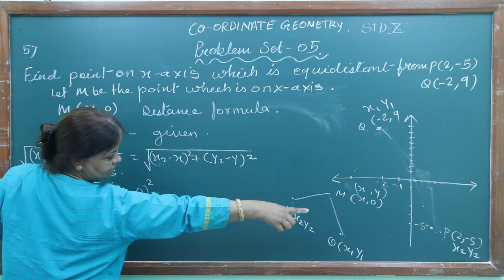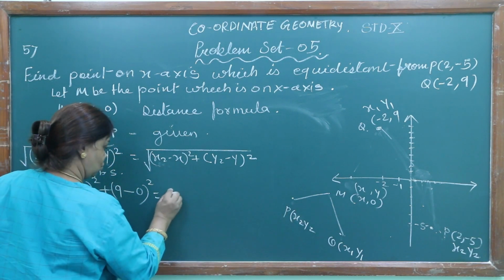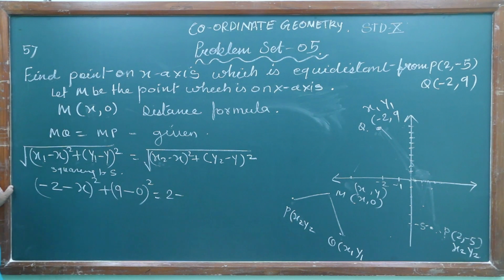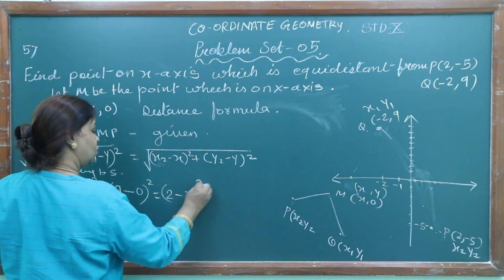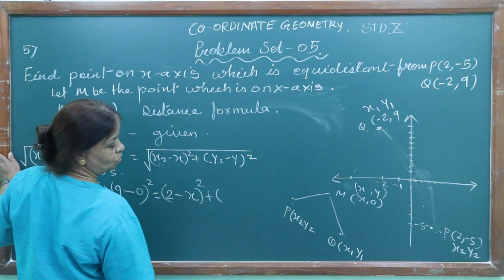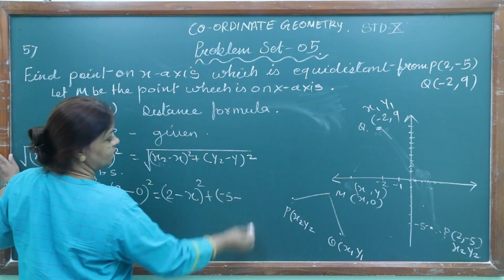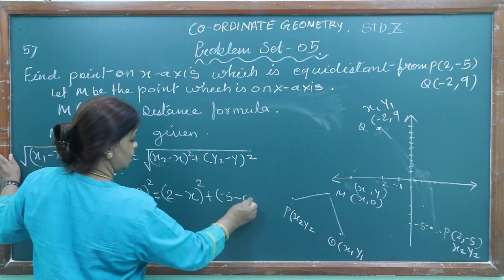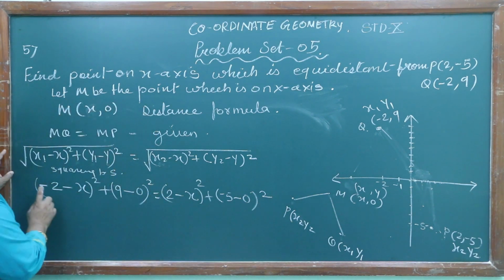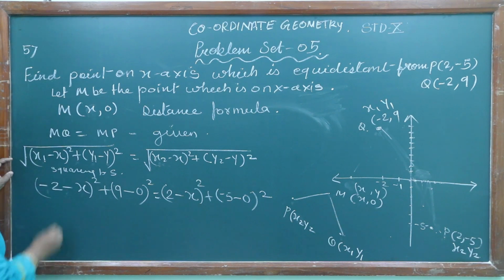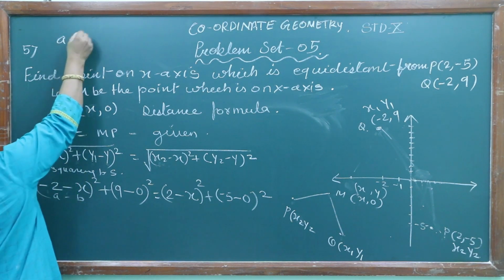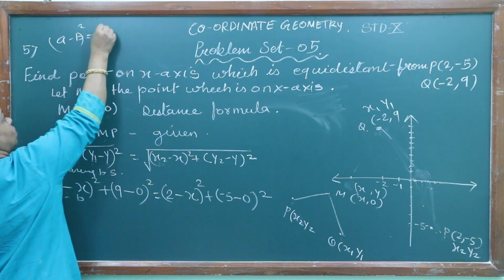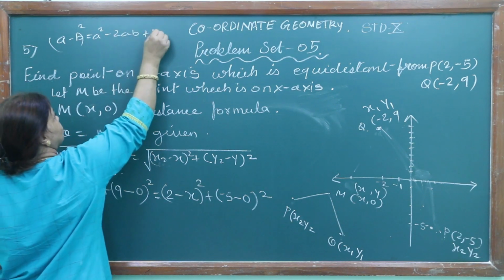now x2 is 2. See, I am seeing there, children, x2 is 2 minus x, x we don't know, the whole square, plus y2, what is y2? Minus 5, minus y, what is y? 0, the whole square. Now minus 2 minus x the whole square. This is a minus b the whole square. What is a? Minus 2. So a minus b the whole square is a square minus 2ab plus b square.